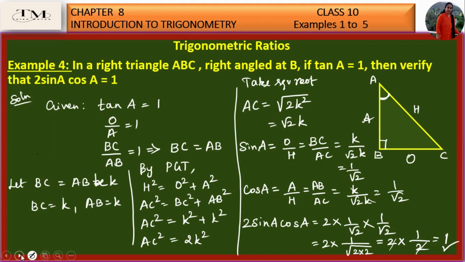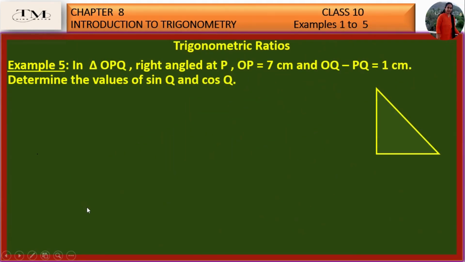Okay children, moving on to the last example. Example 5. In triangle OPQ, right angled at P, OP is equal to 7 centimeter, OQ minus PQ is equal to 1 centimeter. Determine the values of sin Q and cos Q. So there is a triangle OPQ. So this triangle is right angled at P. So let me name this as P.